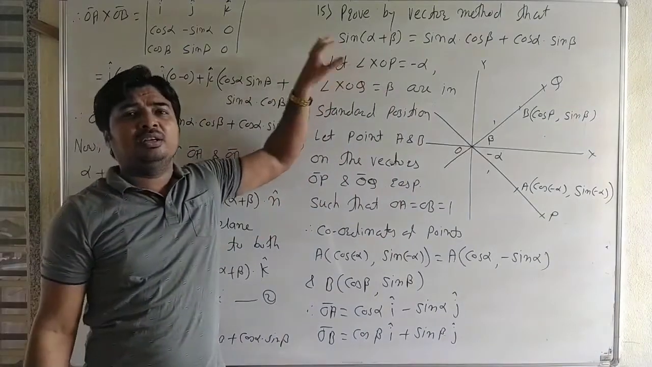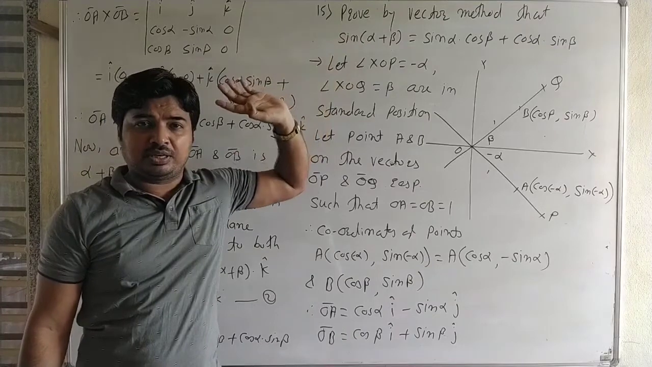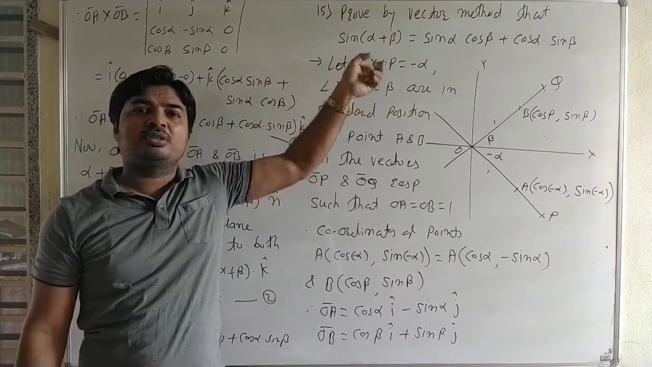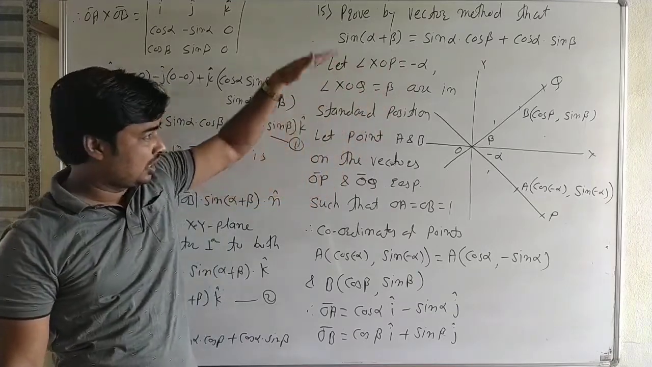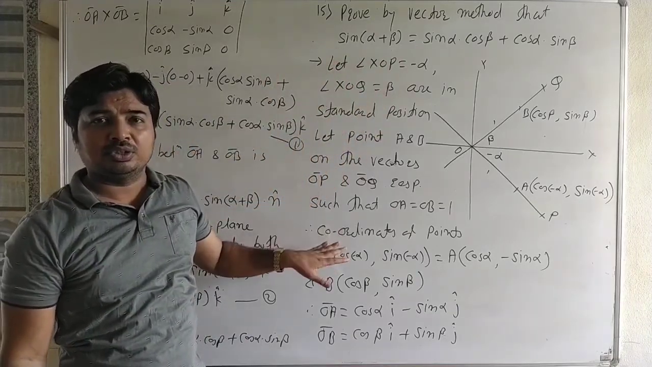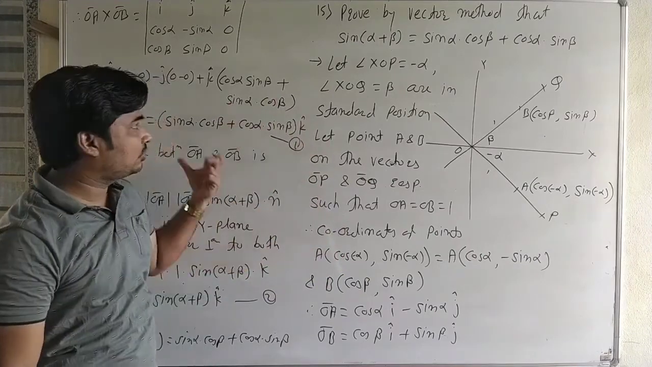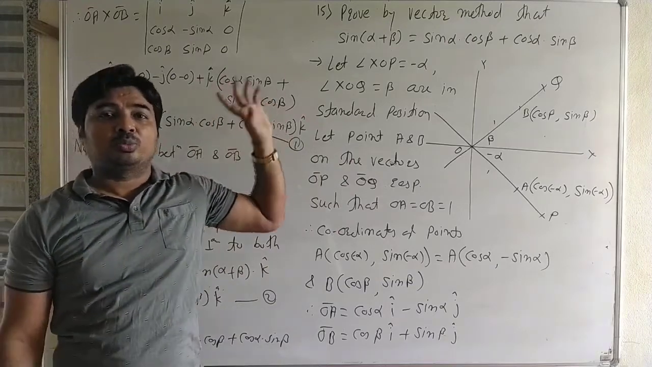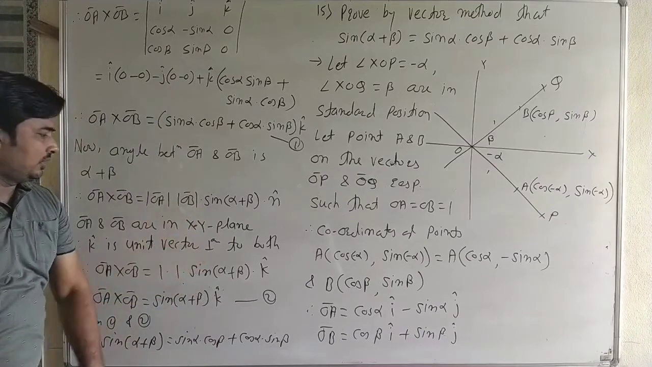By the vector method, another question is to prove that cos alpha minus beta is equal to cos alpha cos beta plus sin alpha sin beta. It is a trigonometric formula using the vector method. Here we used the cross product, but in the formula for cos we use the dot product. See carefully.